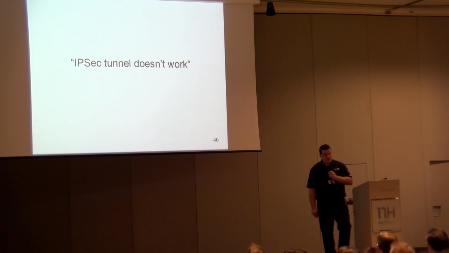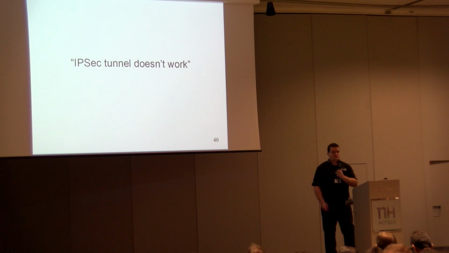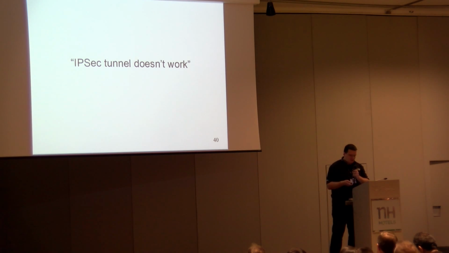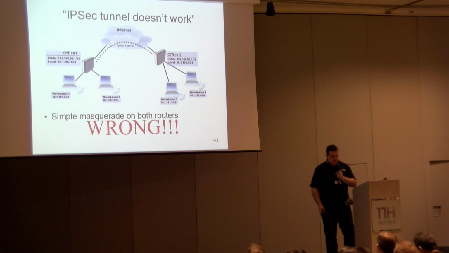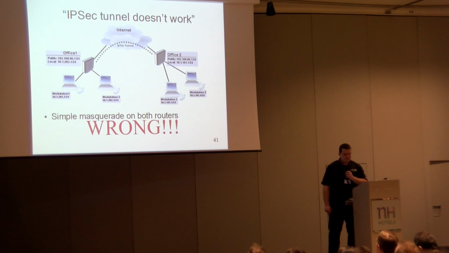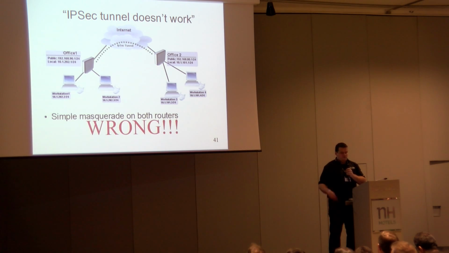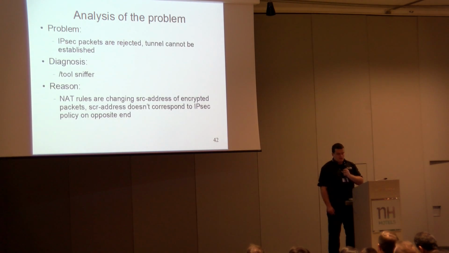Next one, IPsec tunnel doesn't work. Sometimes the reason is on our side, but mostly not. So, a typical setup: you have two offices, you create an IPsec tunnel, it connects, it looks like everything is fine, you have Masquerade on both offices, but it doesn't work. Packets are rejected, tunnel can't be established.